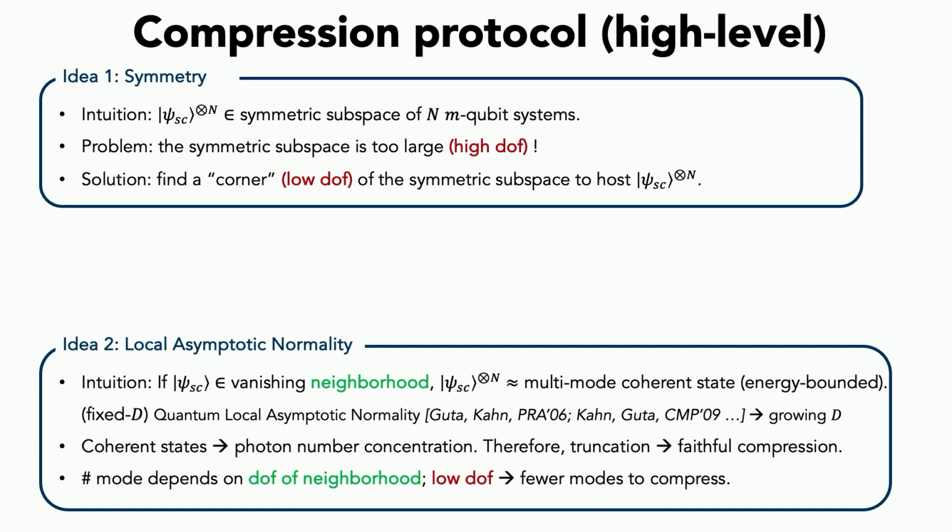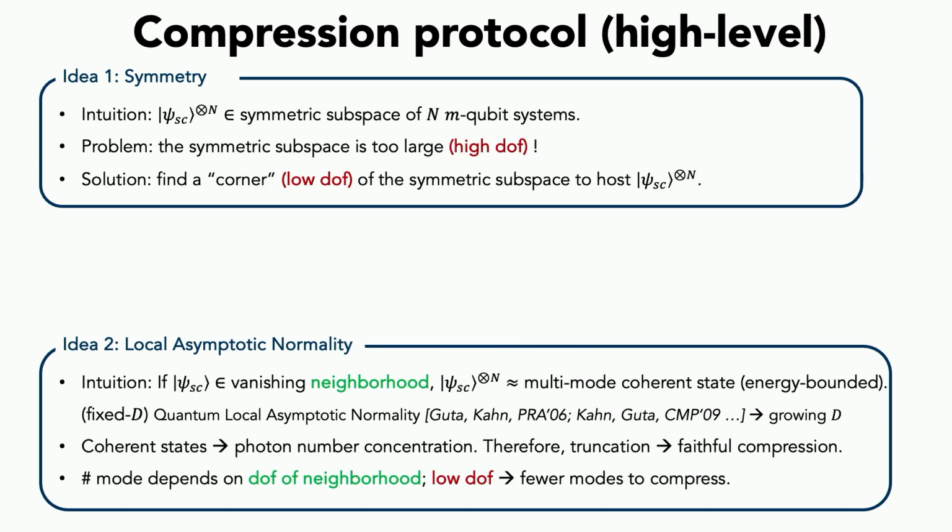then, before that, you have some input state and you have no information about it. But if you can acquire enough information to pin it down to some small neighborhood, then there exists some quantum operation transforming n copies of this state into some multi-mode coherent states. Okay? So the remaining uncertainty about these states is transformed into uncertainty about the amplitude and phase of the coherent state. This result for fixed dimension is known as quantum local asymptotic normality and has been extended here a little bit to growing dimensions.